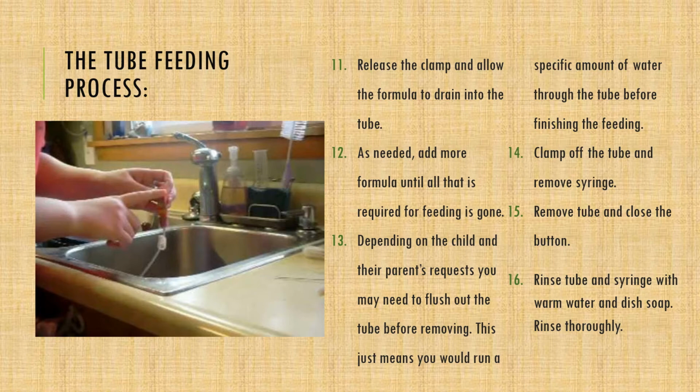When you're finished, you would clamp off the tube and remove the syringe. You remove the tube and close the button. At the end, you're going to rinse the tube and syringe with warm water and dish soap. Make sure you rinse it thoroughly so there's no soap left remaining.